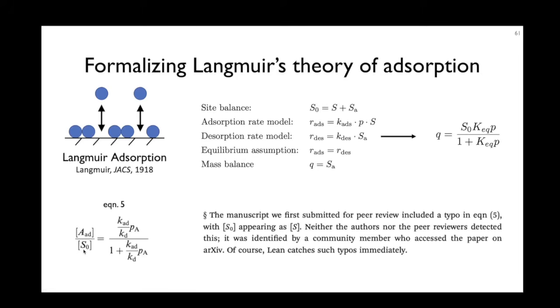The peer reviewers didn't catch it, okay? Not after a couple rounds of peer review. It was a community member that we were sharing with and discussing the paper with. They found it and said, hey, by the way, should this be S0? Well, yes, it should be. If we had written the paper itself in Lean and had all of our equations be Lean objects, essentially, that were automatically turned into LaTeX expressions, then we wouldn't have made that kind of error.